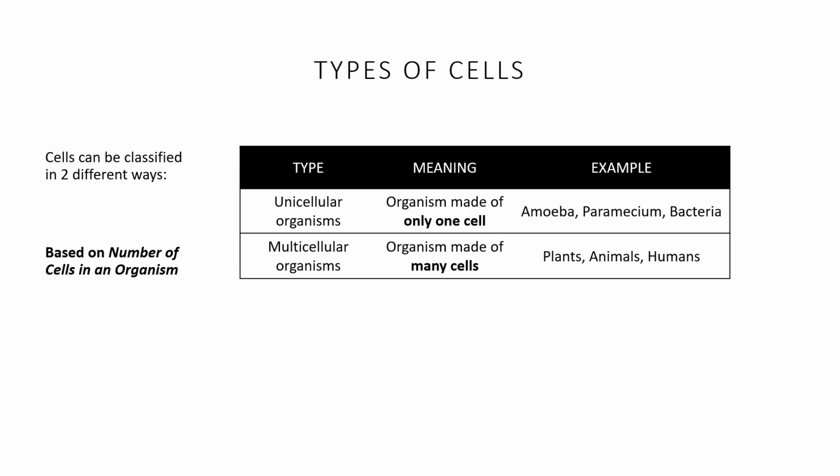Now let's discuss types of cells. When we are talking about types of cells in cell biology, cells can be classified in two different ways. Firstly, it is based on number of cells. If there is only one cell in an organism, then the organism is called a unicellular organism. Examples of it are amoeba, paramecium, or bacteria. If the organism is made of many cells, we call it a multicellular organism. Examples of it are plants, animals, and humans.